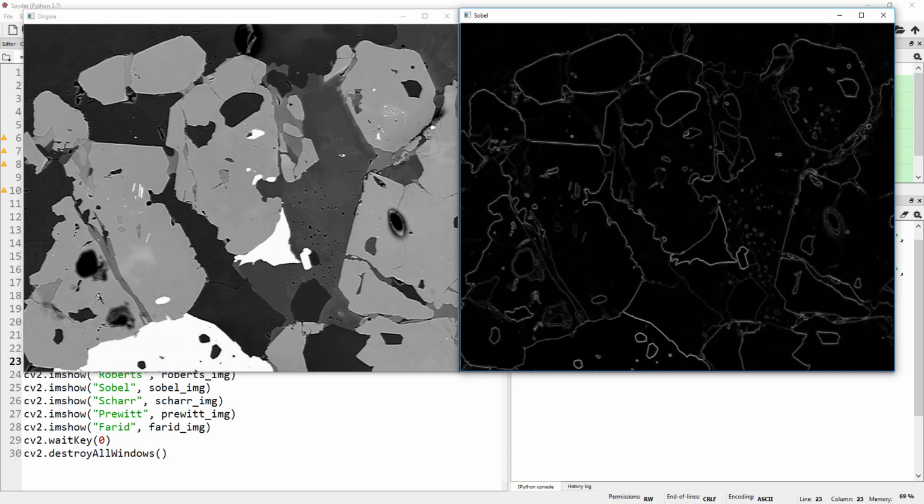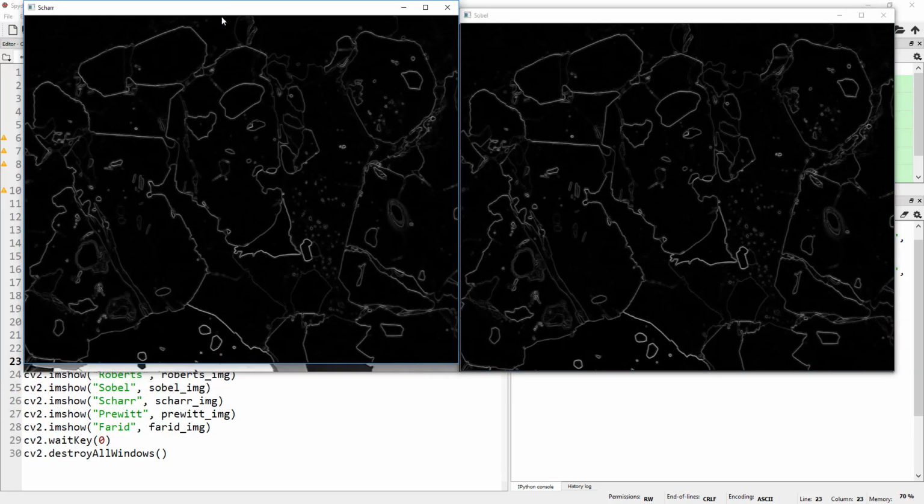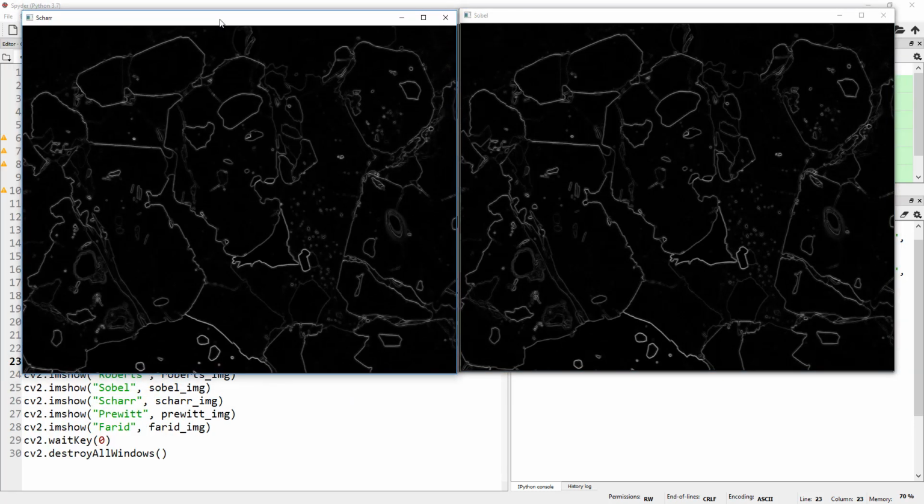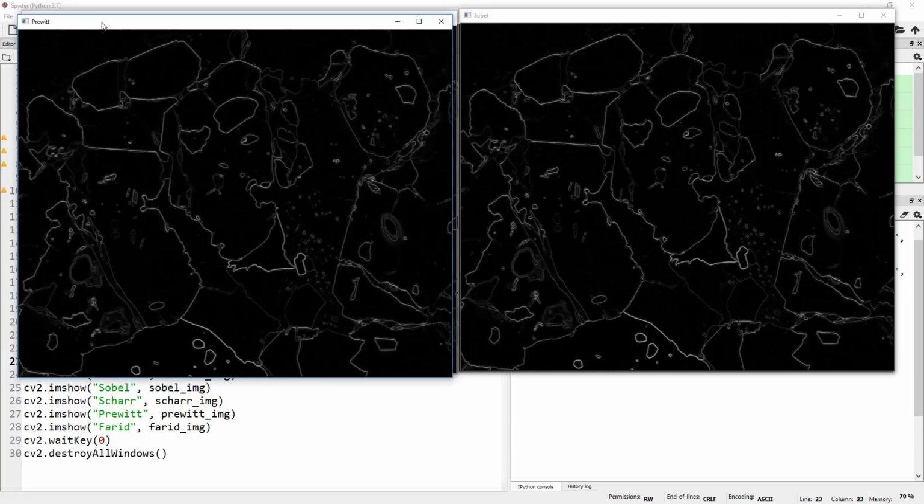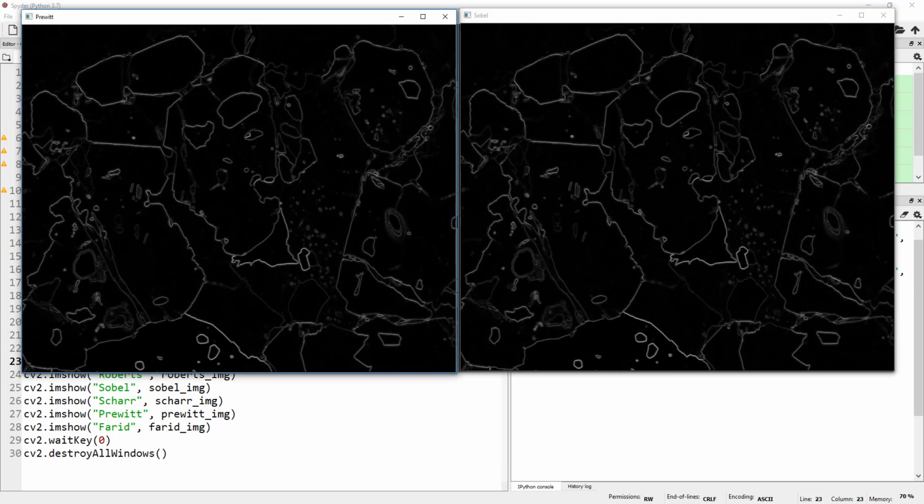Now moving on to Scharr. Between Scharr and Sobel, they look very similar. Some edges are strong, some edges are weak, but I can't even tell the difference anymore. So that is our Scharr. And what else do we have? Prewitt, there you go. This is our Prewitt, and if you look at the difference between this and Sobel, I can't tell much difference.